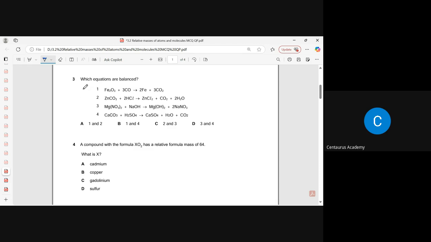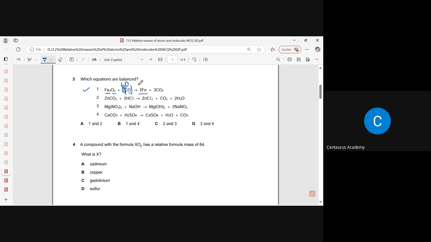Okay, if you look into the first equation, there is two iron atoms on the left in iron oxide and two iron atoms on the right hand side as well. Then you have three oxygens here, three oxygens here. This coefficient 3 is basically multiplied to all of this, the carbon as well and the oxygens as well. So a total of 6 oxygen atoms are present on the left hand side.